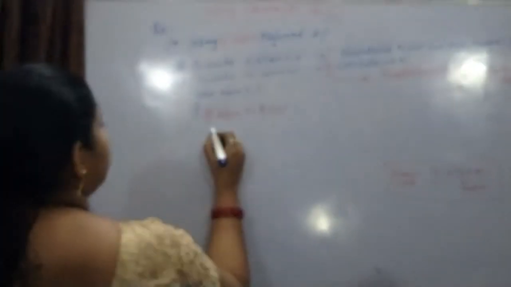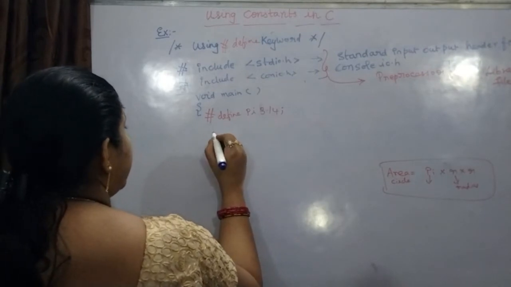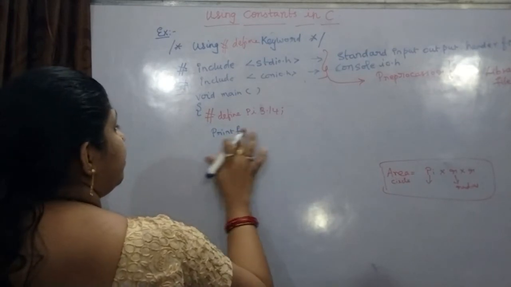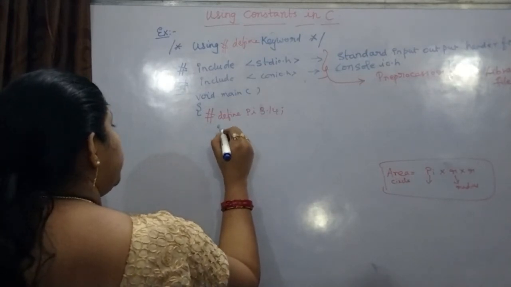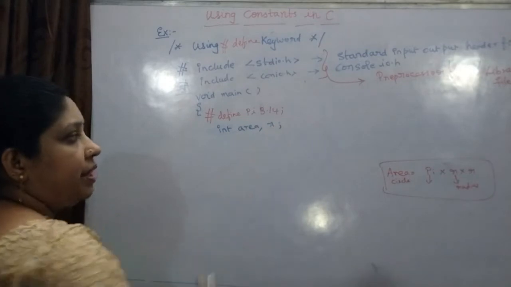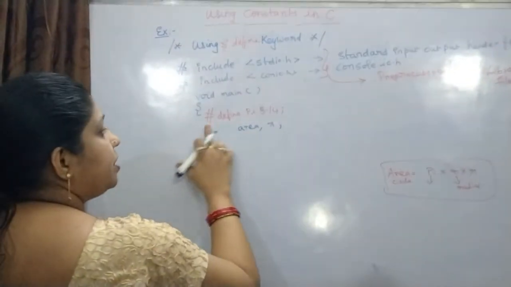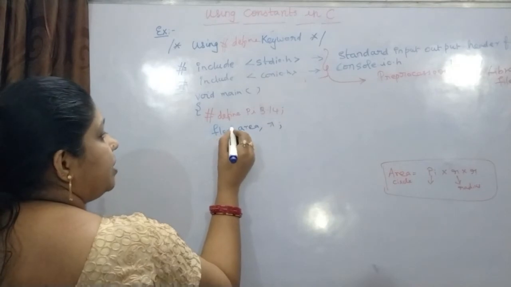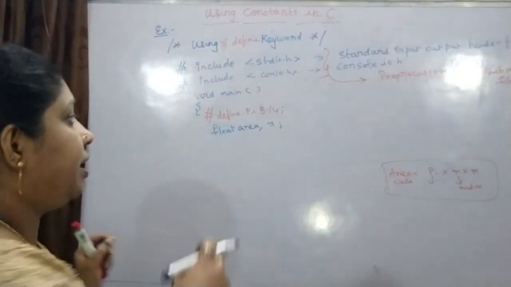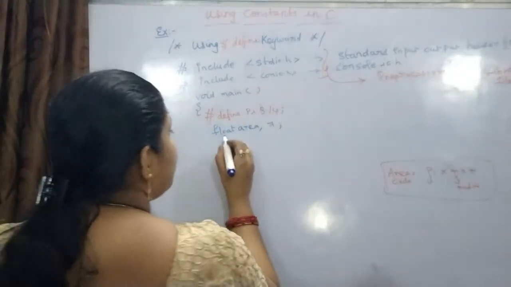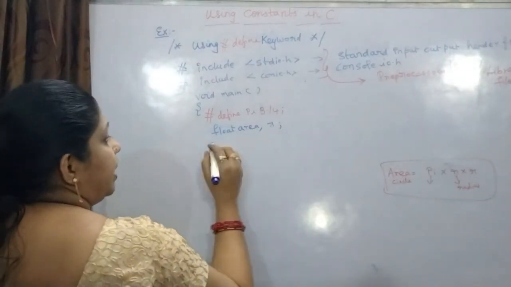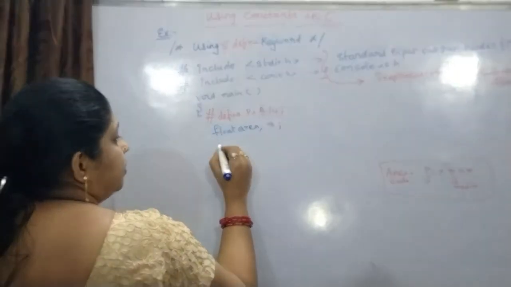Now after this, printf. No, first I will declare int area comma r. Here I am declaring two variables, and I will take the data type as float, because I will be using decimal points, as I will be getting the answer in decimal points. So float is the data type, and these are the variables. Next, printf.